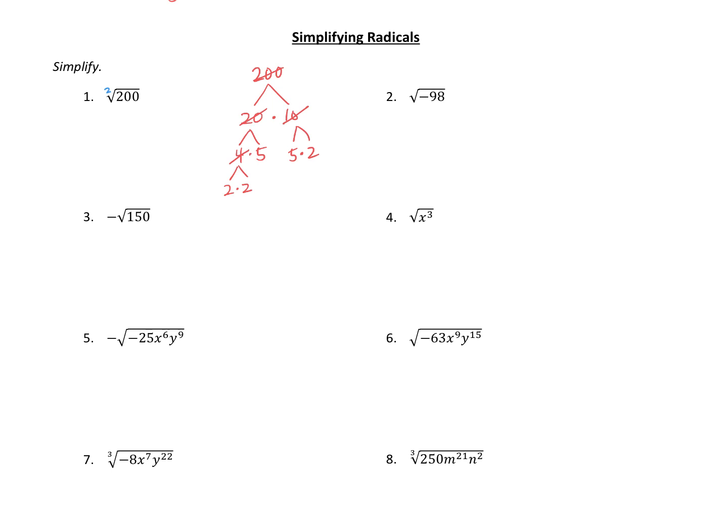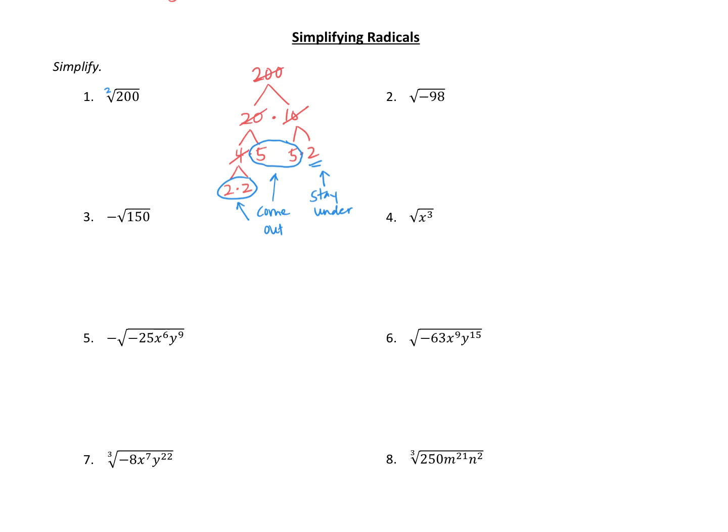And so what I want to do now is look for groups of 2. I have 2 2's, so that's one group of 2. I also have 2 5's, so that's another group of 2. And then notice that I have this leftover 2. It does not pair up with anything, so that's going to stay under the radical. Any pairs will come out.